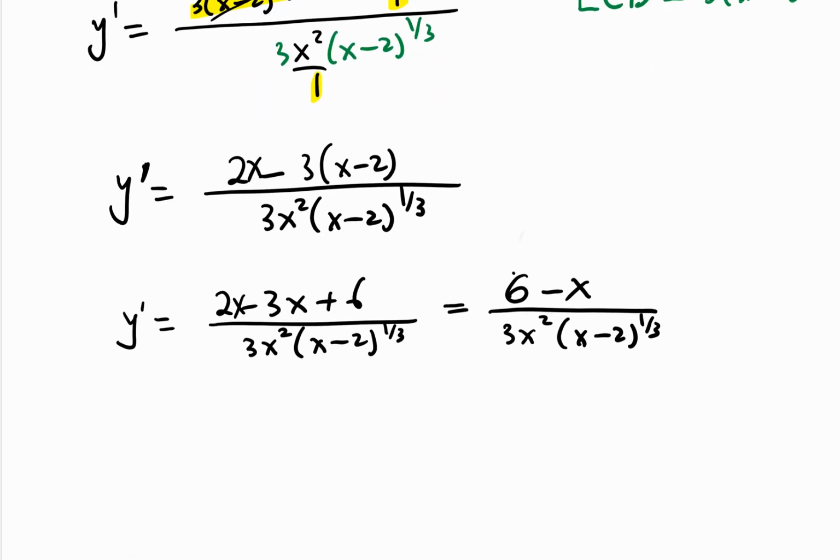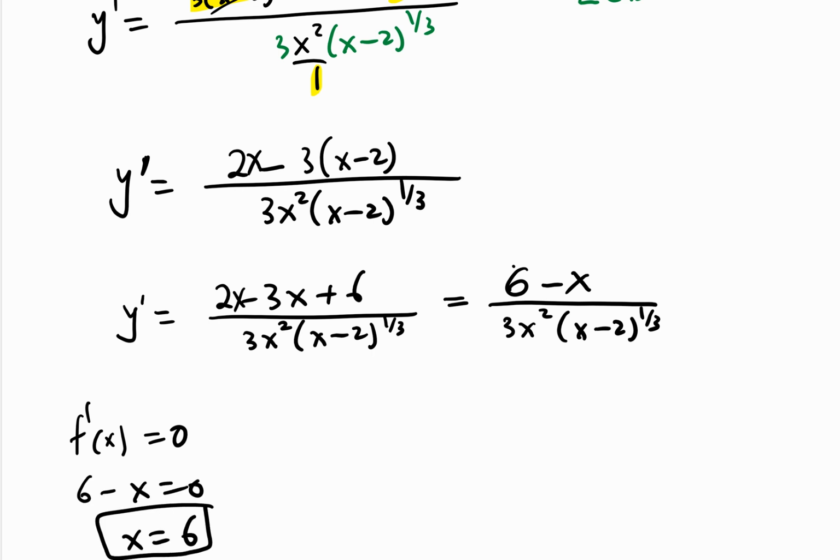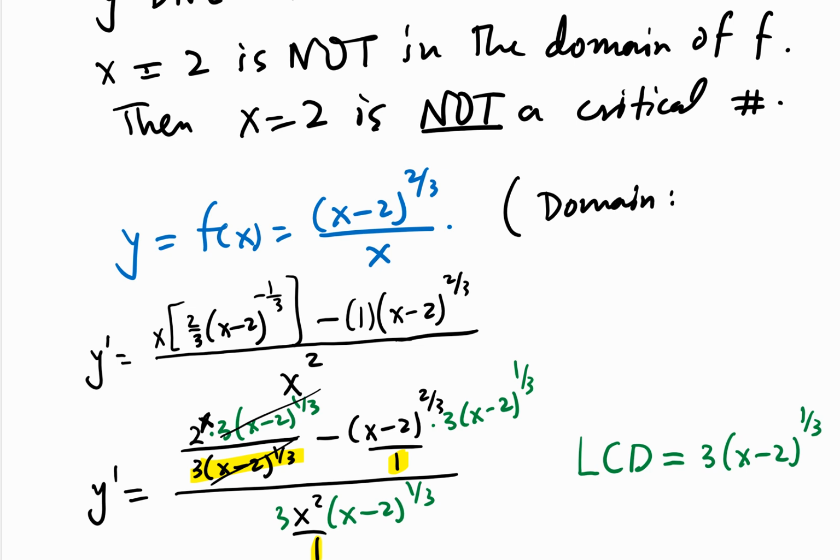Okay, now we continue. We're trying to find the critical numbers. So we're going to see when f prime of x is 0. So f prime of x is 0 when the top is 0, when x is 6. Make sure 6 is in the domain. Is it in the domain of this? Yes. The domain is all real numbers except 0. So any value we get for critical numbers, okay, except 0.